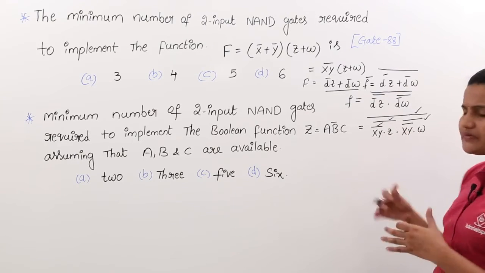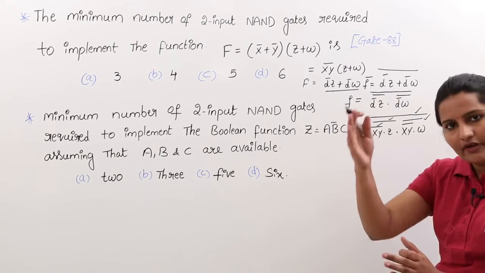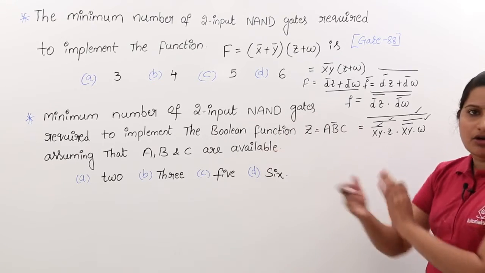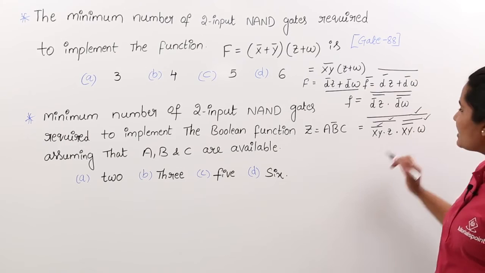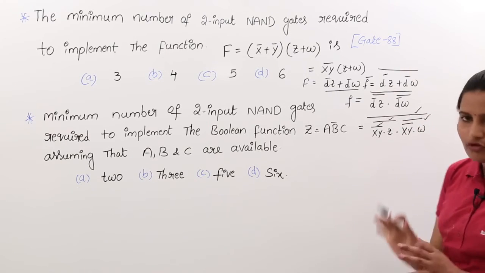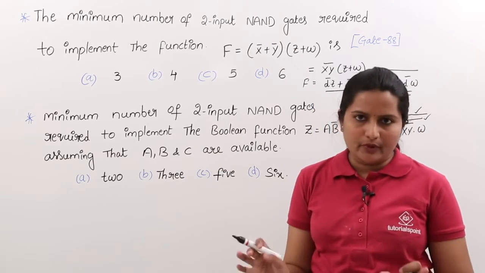To make another XY, there is no need for another NAND, because XY is already in our circuit. From that you can drag a line and take it to another combination. So here totally how many NANDs are there? You have 4 NANDs. 1, 2, 3, 4. 4 NANDs are required. So see, this is a simple process.